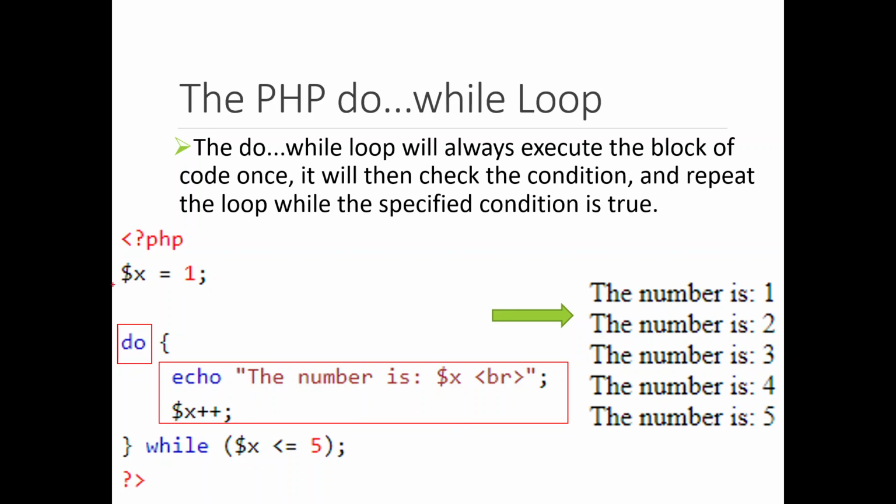As you can see here again, we have the initialization here, we have the condition here, and lastly, we have the increment here. So that is the do while.